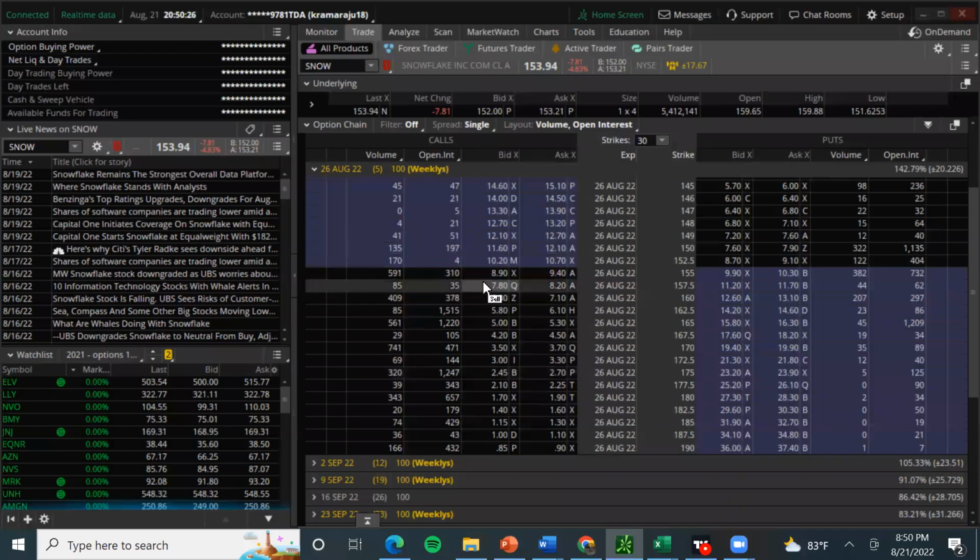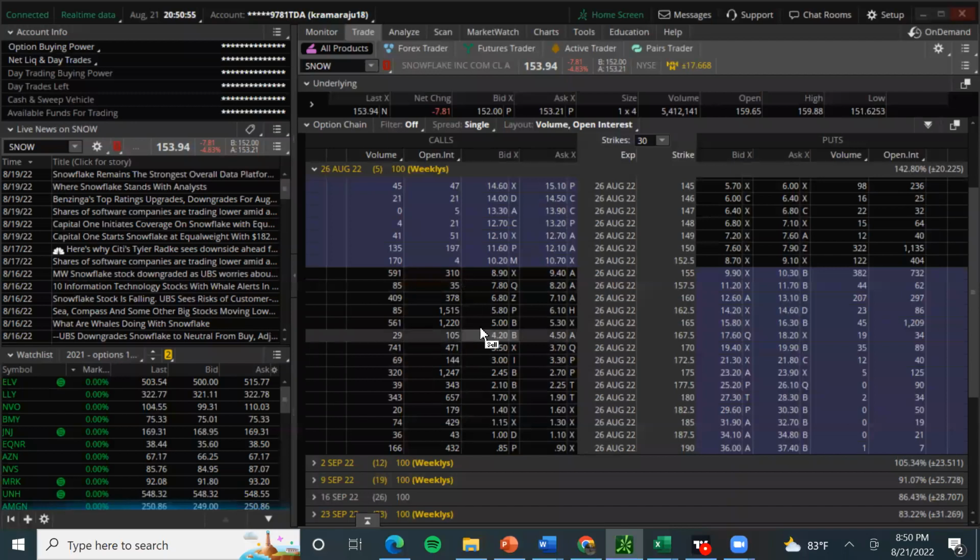But again, as you go farther and farther, your probability of success goes down. So if I want to go with 26th August, and I want to take a high risk, I will go with somewhere around the 165 call. There is a huge implied volatility, 142%. So this may not be good for a vertical spread.